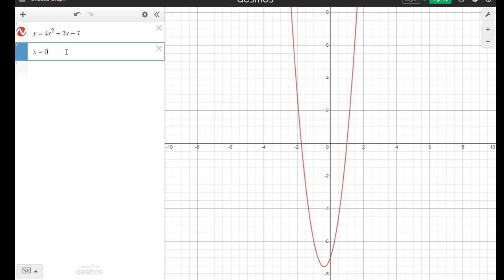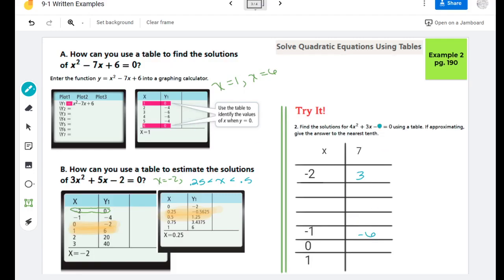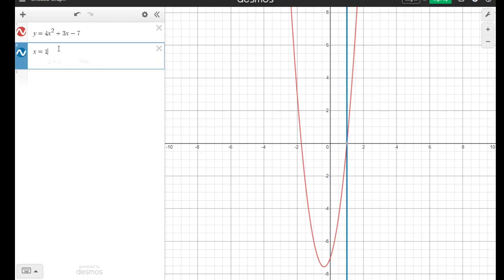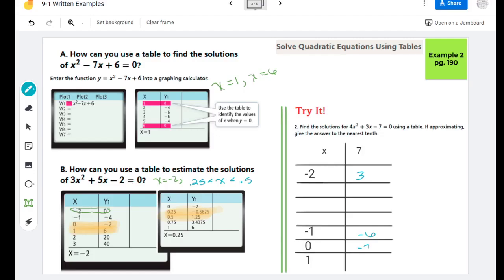If I plug in 0, I get -7, which we should know that just from looking at the equation, right? Because that's your y-intercept. And then if I plug in a 1, ooh, it happily lands at 1, 0. So x equals 1 is definitely one of our solutions.